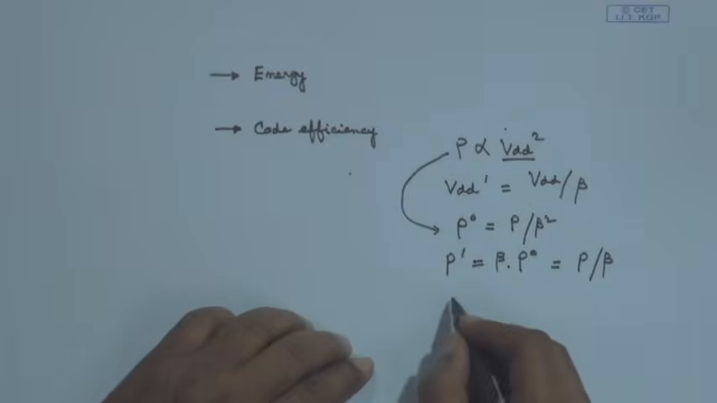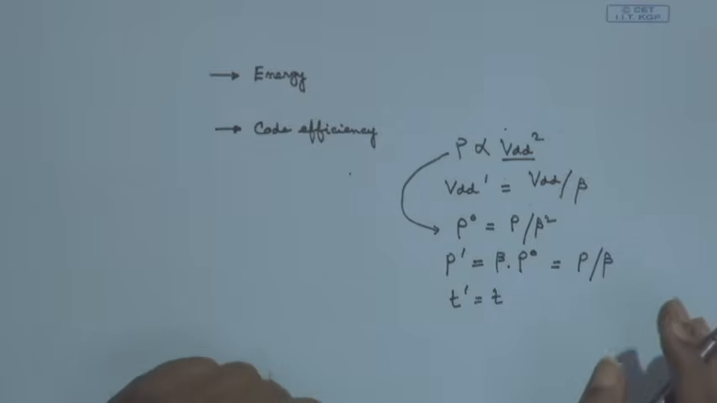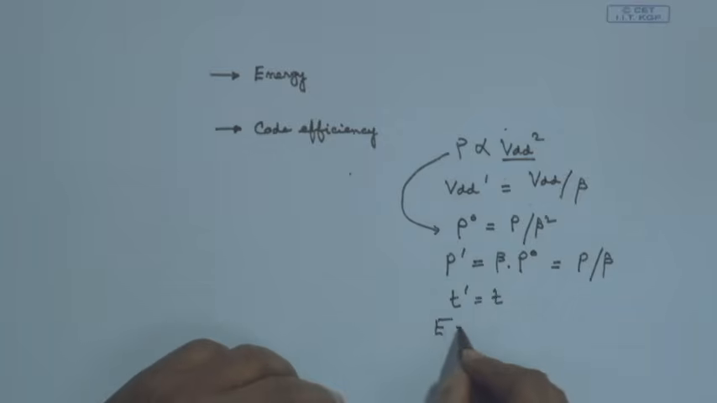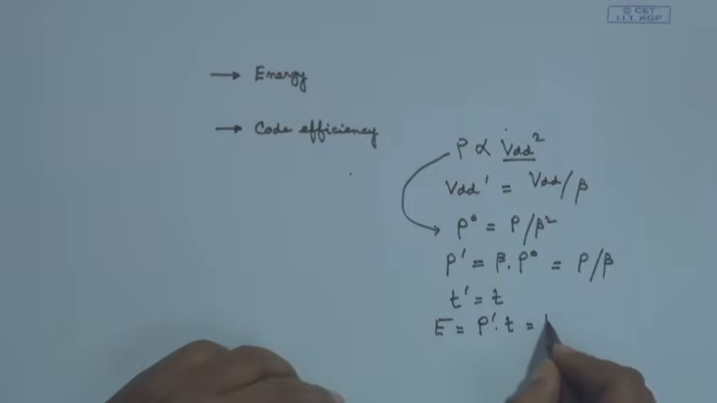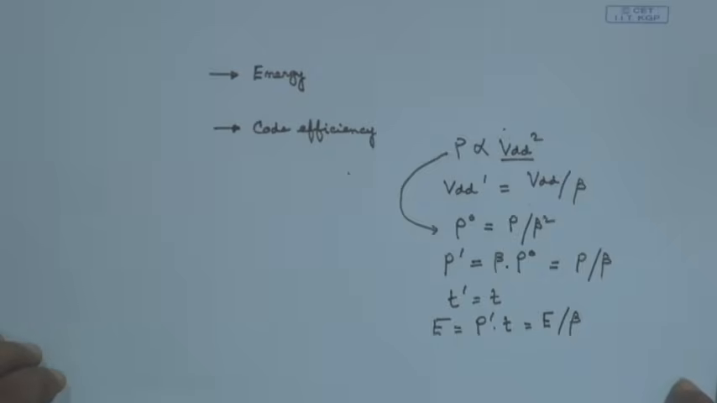Time remains the same; I cannot change the time. Therefore, the energy requirement will be P prime times T, which is E by beta. The time that is told over here is the worst case execution time of the program. I have to run it for that much time. Earlier, I was running at a higher voltage. I am now running at a lower voltage. That is the only change I am doing. I am not shrinking the time here.